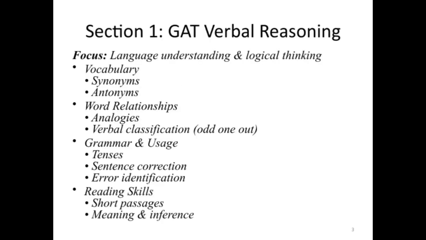In this slide, we're focusing on the core language understanding and logical thinking skills that are essential for the GAT verbal reasoning section. First, let's talk about vocabulary. It's important to develop a good grasp of synonyms and antonyms, as these help you understand word meanings and relationships more deeply. Recognizing how words relate to each other enhances your overall comprehension. Next, we have word relationships, which include analogies and verbal classification tasks like identifying the odd one out.